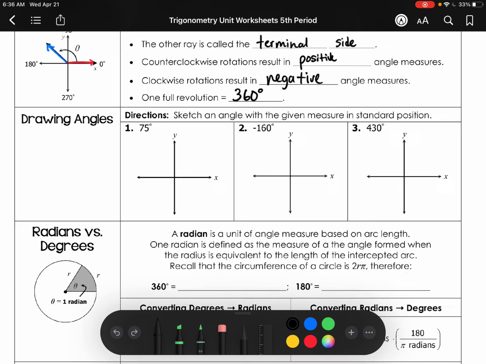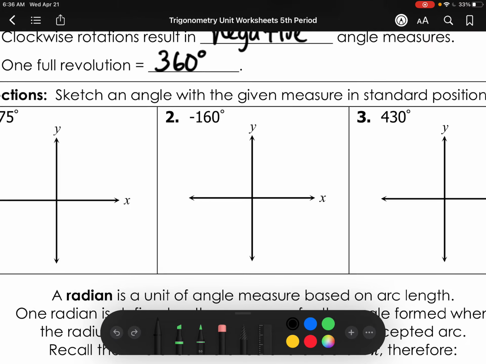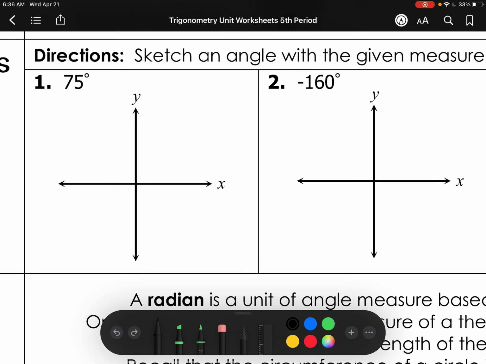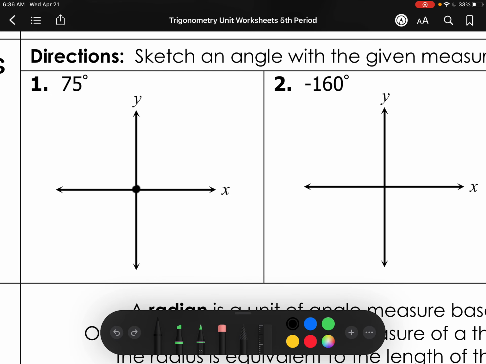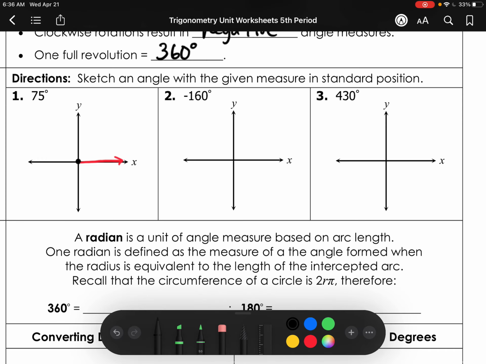All right, so now let's practice drawing angles, and this is just estimates. It doesn't have to be 100% exact. We're going to sketch an angle with the given measures in standard position, right? So in standard position, our vertex has to be here, and we have to have one ray on the positive x-axis. If you want to pause the video and draw out these measures real quick and then check, I'm going to go over them now.